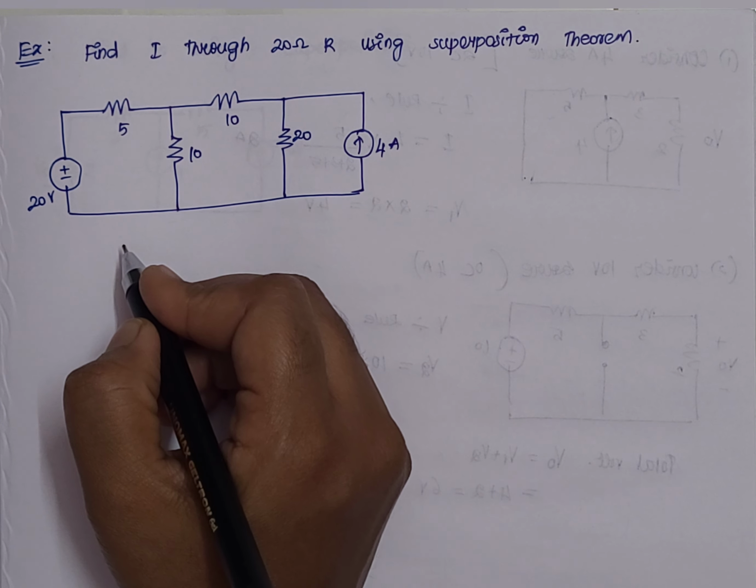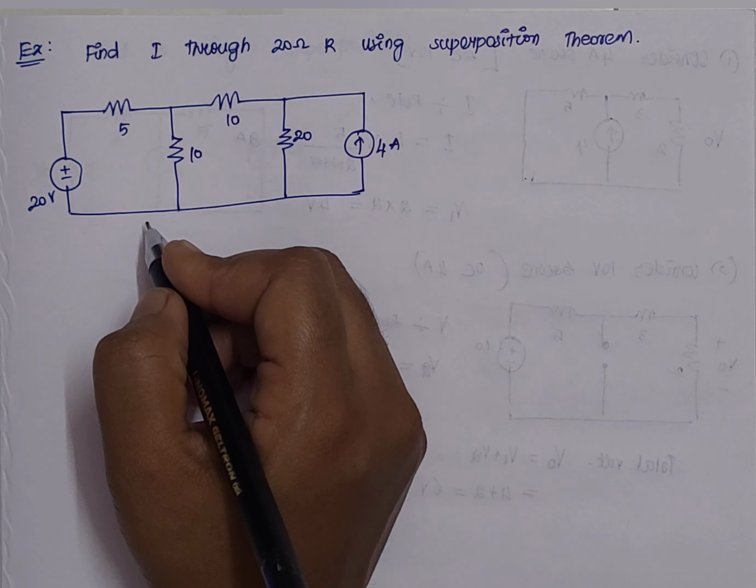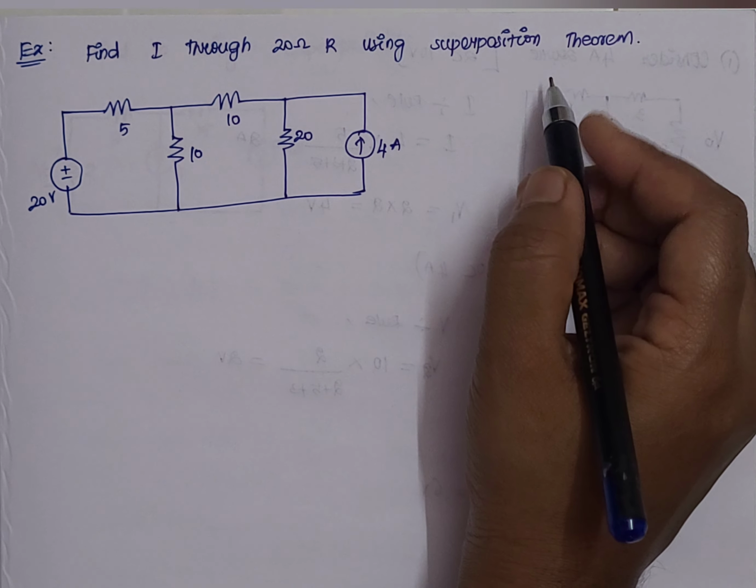Now let us solve an example based on the procedure that we have seen in theory. The question is, find the current through the 20 ohm resistor which is available here using superposition theorem.